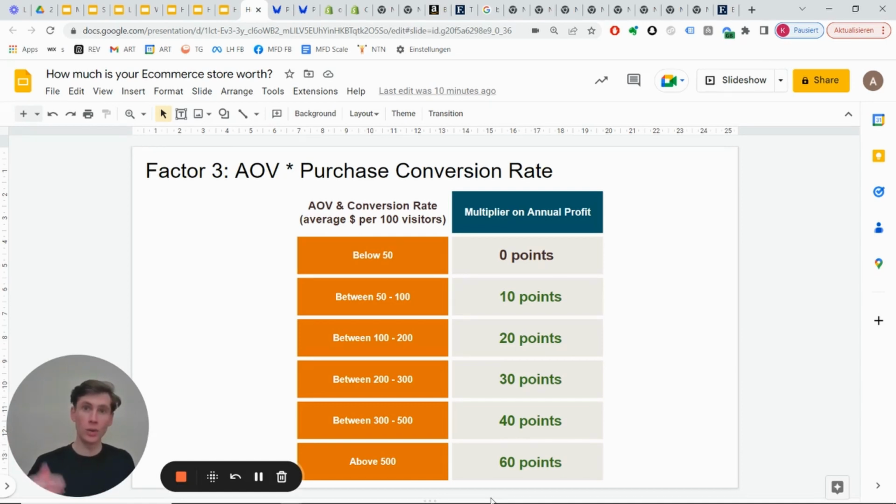Or let's flip this around, right? The reciprocal of that is essentially, let's say your average order value is $100, then you actually need a 5% conversion rate, right? That's the two different ways that you can essentially get a score of 500. And if you're above that, I think you're in really good shape. So that was factor number 3, and let's jump to factor number 4.